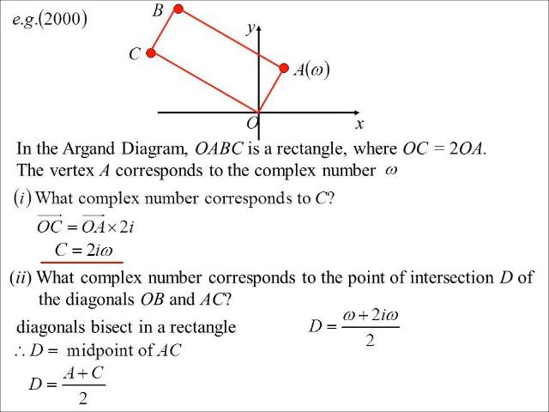So it's omega plus 2I omega divided by 2. Well, tidy that up a bit: a half plus I times omega. I don't think I did bother doing it this way, but the other way you could do it is work out the coordinates of B and then find the midpoint of OB. That should work out as well.